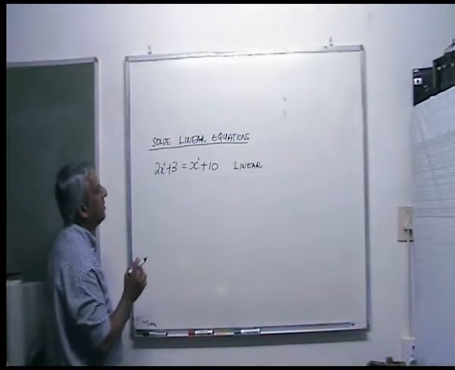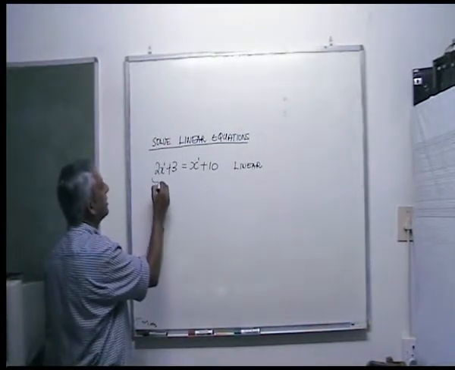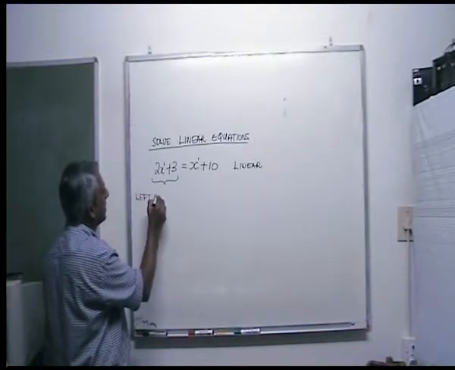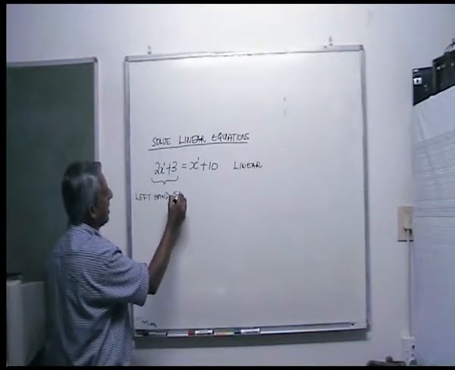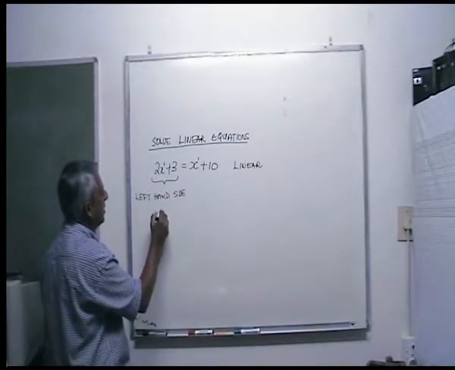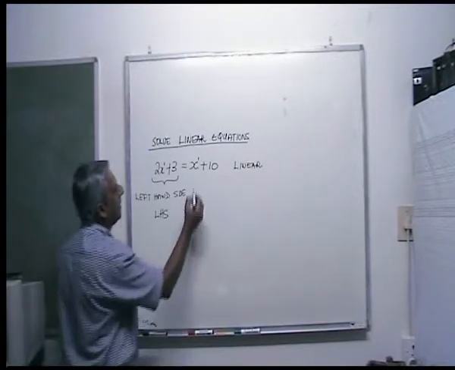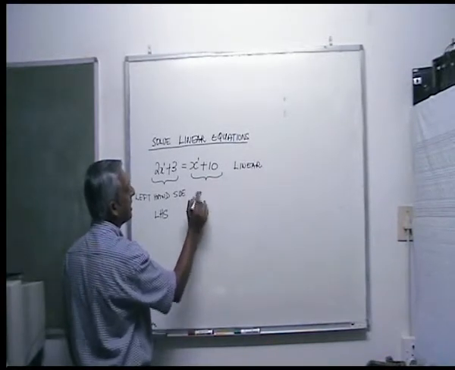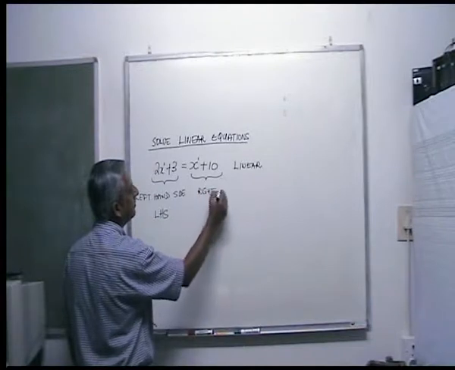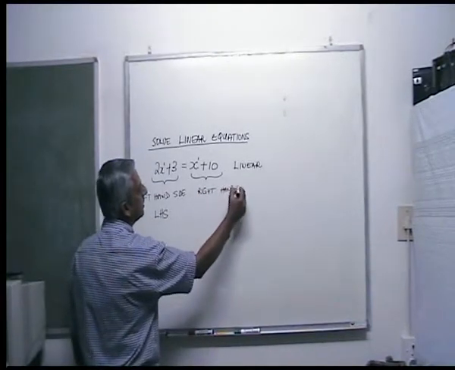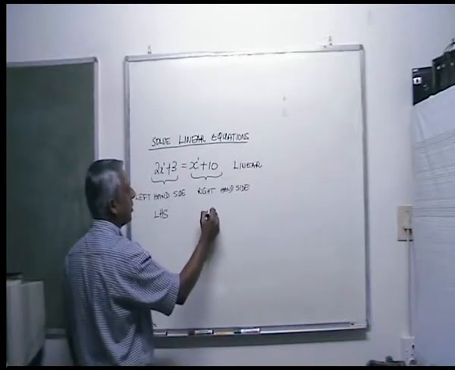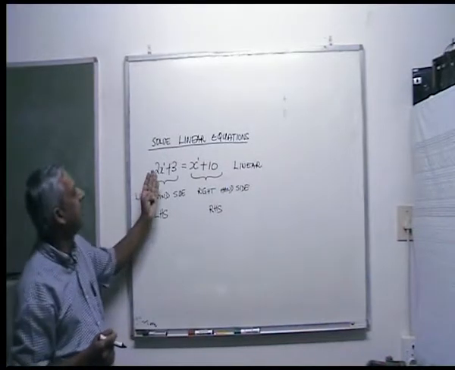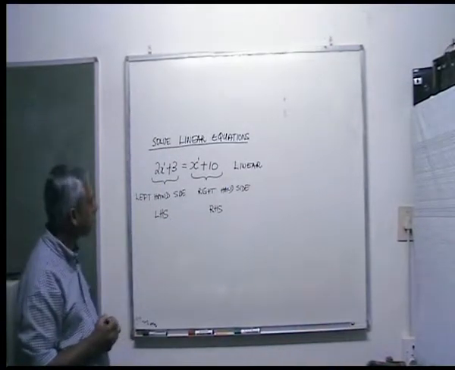Secondly, to understand the basics of equations, you must know that this is called the left hand side. So in short, we just call it LHS. And this we call the right hand side. And in short, we call it RHS. So an equation has a left hand side and it has a right hand side.